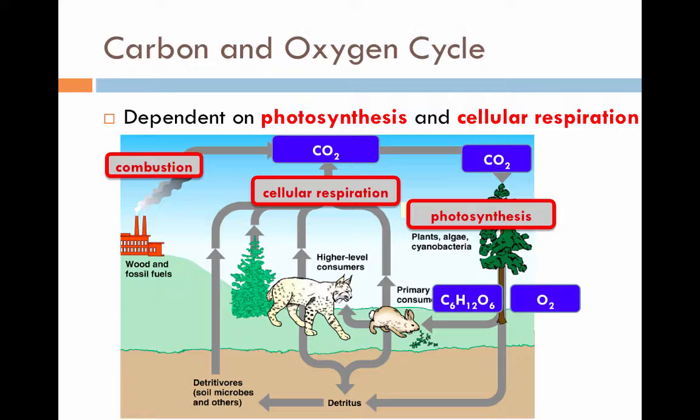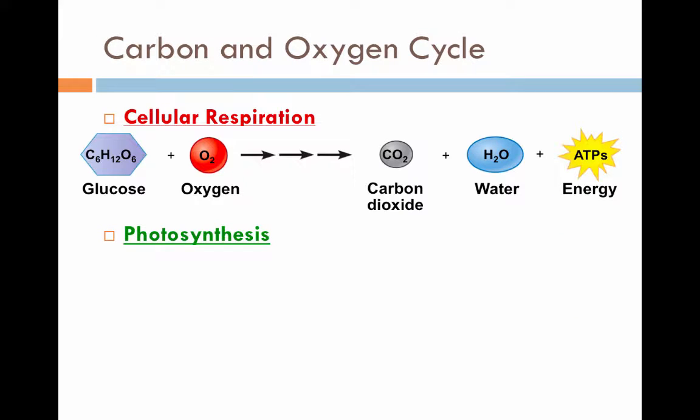So notice, cellular respiration produces CO2, photosynthesis uses CO2. You may remember this picture. Cellular respiration happens in a mitochondria, uses glucose and oxygen, produces carbon dioxide, water, and ATP. So that's how CO2 is produced, through cellular respiration. Well, how is CO2 removed from the air?